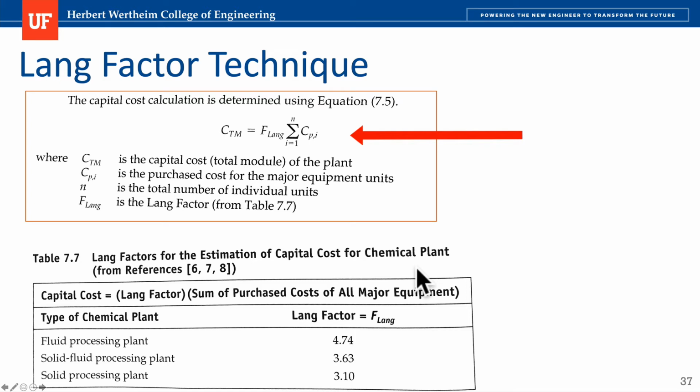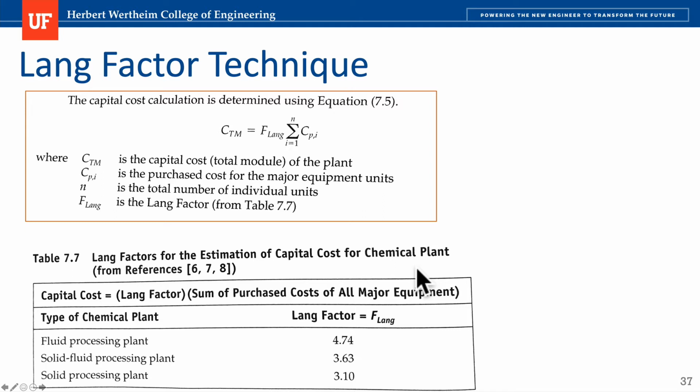So this is the Lang factor technique. It's pretty useful if you need a preliminary estimate. The total module cost, remember, is the cost for installing the actual unit operations that you design in the plant. This is not considering the grassroots cost, and does not consider any type of unit outside the battery limit. If you don't understand what I'm saying, I already published some videos talking about the boundaries of a chemical plant.